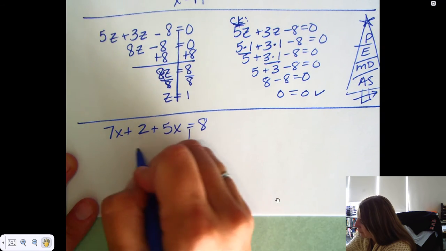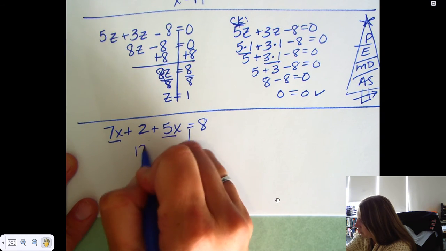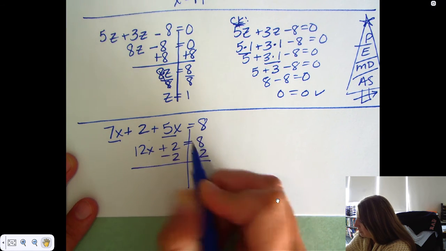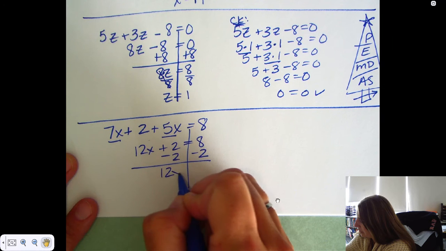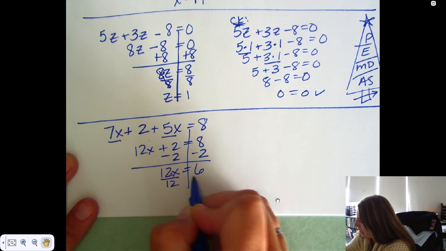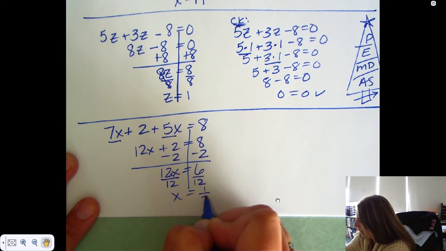Okay, let's check it out. To combine like terms here, we should have 12x plus 2 equals 8. I'm going to move the 2 over by subtracting because this is positive. I have 12x equals 6. This is multiplication. I'm dividing out by 12. I get x equals 1/2.